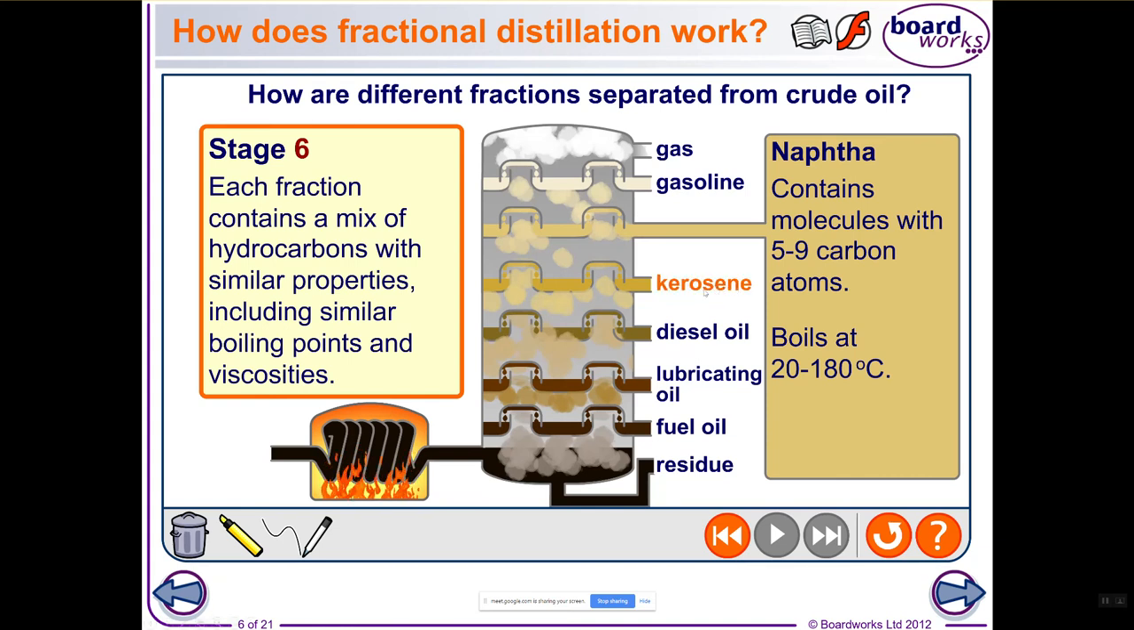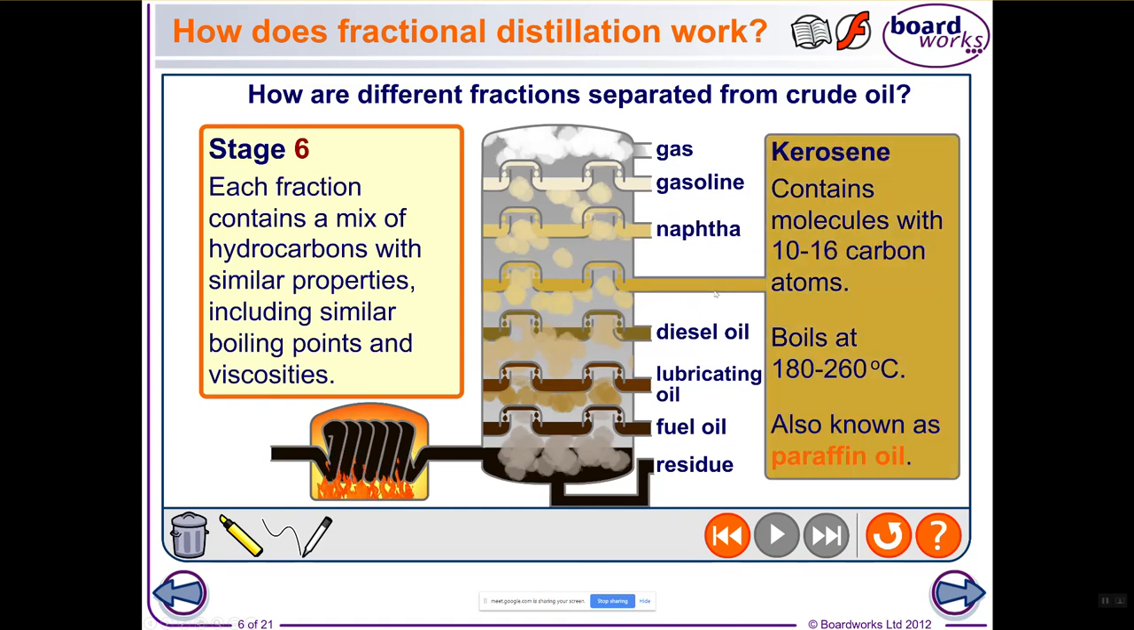Okay, next one. Kerosene. Kerosene, which is in English known as paraffin. This is used mostly for jet engines. This is the fuel that aeroplanes burn when they fly. And so it's really important for transportation. If we didn't have it, we wouldn't be able to make jet engines work.